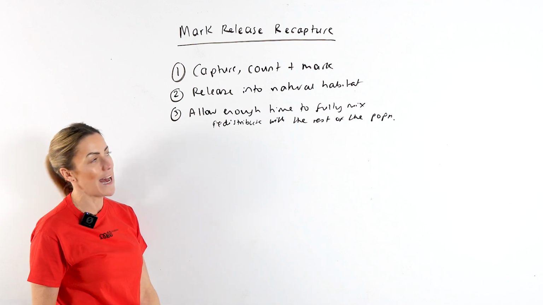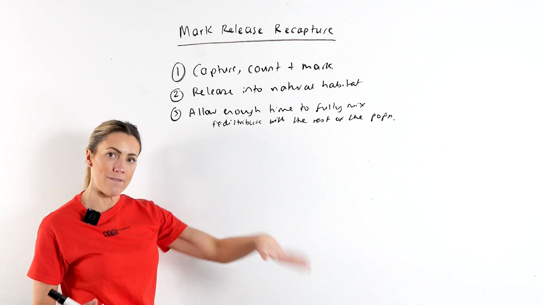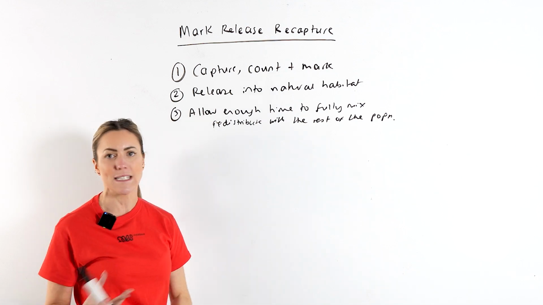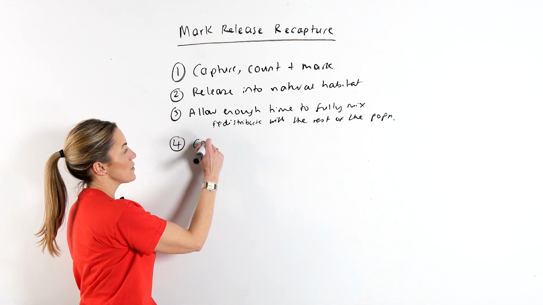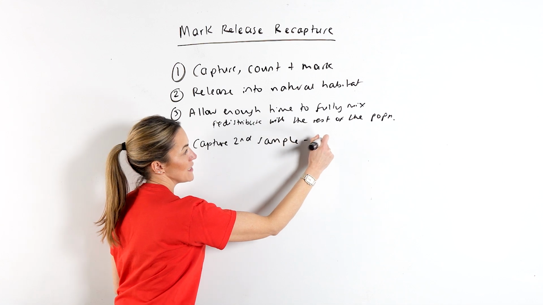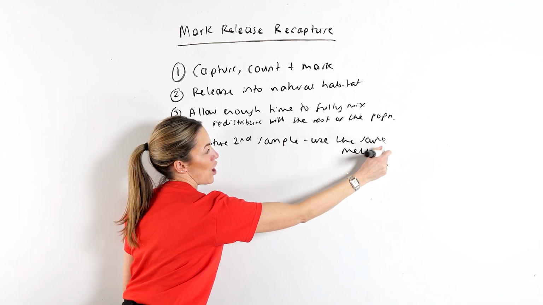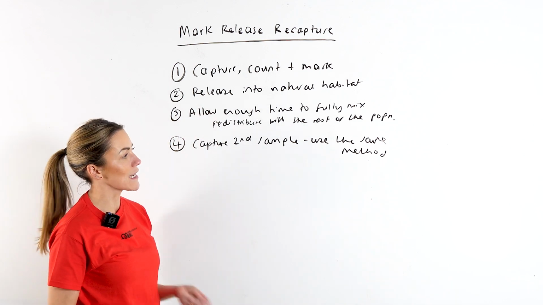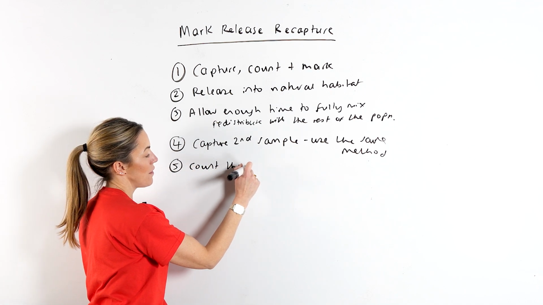So you do your first catch, count them, mark them, release them. Then make sure you leave enough time, at least 48 hours, so they fully mix, they fully redistribute with the rest of the population. Then you capture your second sample, and obviously you use the same method. So whatever kind of traps you used first time round, you're going to use the same method to capture for a second time.